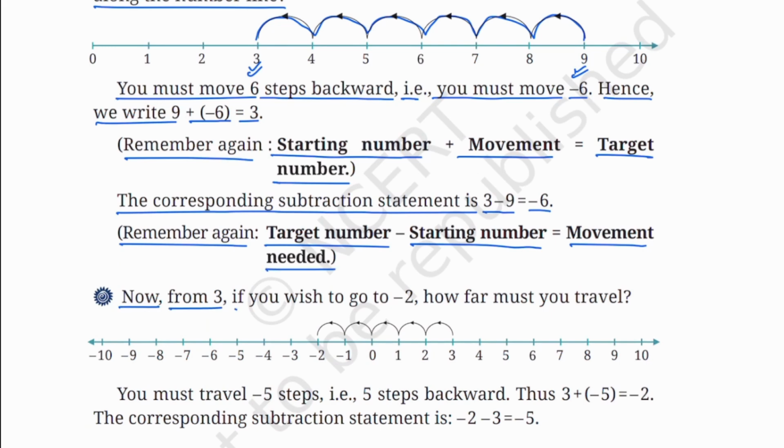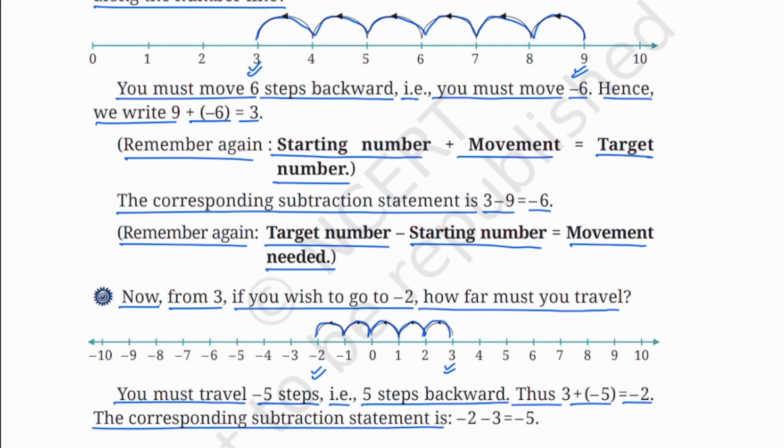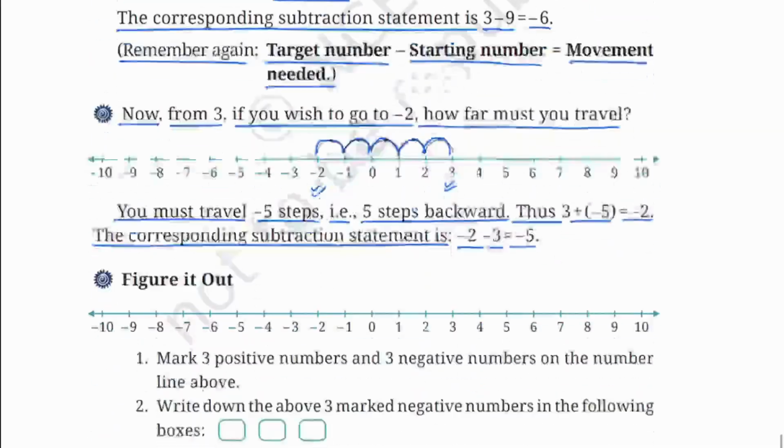Now, from 3, if you wish to go to minus 2, how far must you travel? Starting number, target number, movement: 1, 2, 3, 4, 5. That is minus 5. You must travel minus 5 steps, that is 5 steps backward. Thus, 3 plus minus 5 is equal to minus 2. The corresponding subtraction statement is minus 2 minus 3 is equal to minus 5.